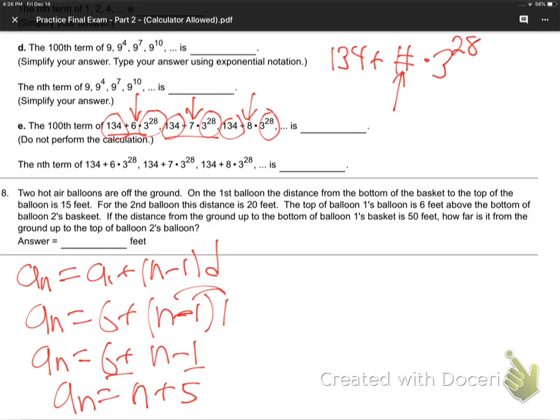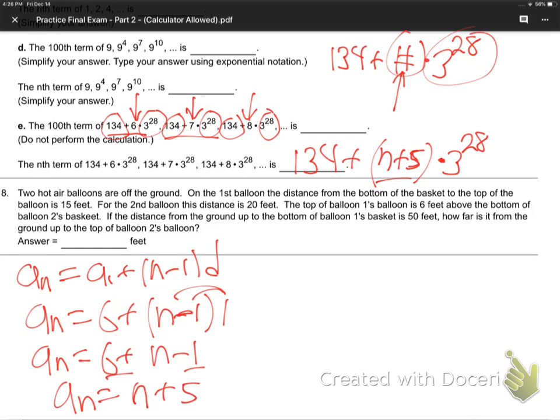So then this is 134 plus n plus 5, that whole thing in parentheses, because that whole thing needs to multiply 3 to the 28th. You need parentheses. If I didn't put parentheses, that would mean only the 5 is multiplying the 3 to the 28th. We want the whole number multiplying the 3 to the 28th.